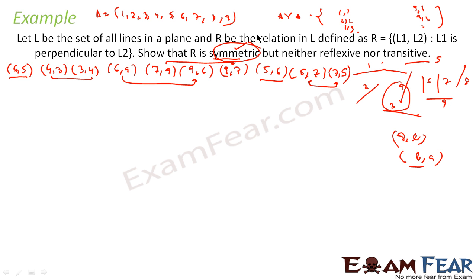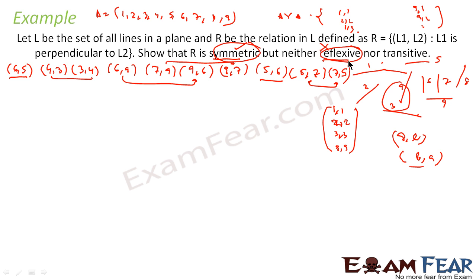For reflexive, I told you that all the elements with themselves should exist. That is (1, 1), (2, 2), (3, 3), such kind of elements should exist till (9, 9). But if you see, (1, 1) is not there, (2, 2) is not there, none of them is there. So it is not reflexive.